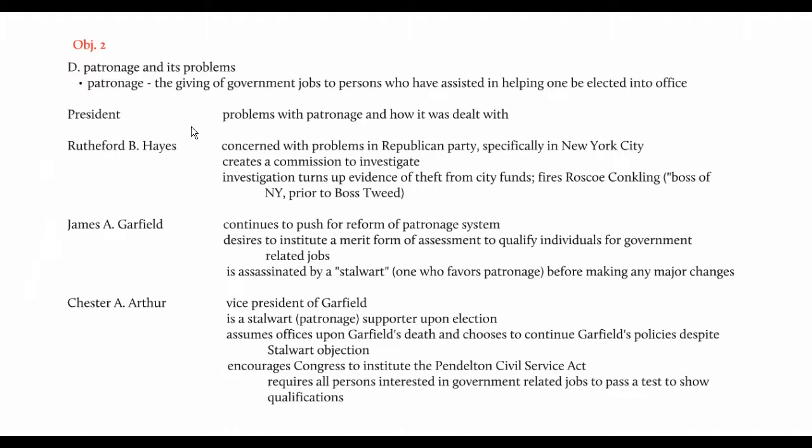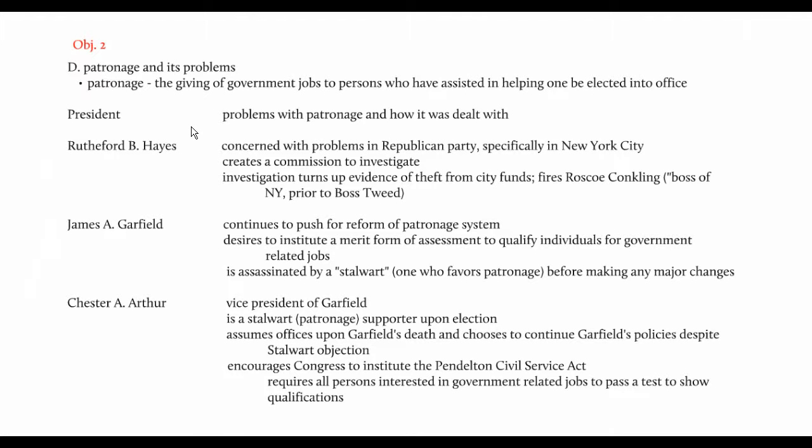Well, that stalwart happened to be Chester A. Arthur. Garfield, being the half-breed, a reformer. That's what half-breeds mean, not anything else. He's a reformer. He wants to eliminate the patronage system. And actually, this time Garfield has a plan, but as you know, Hayes did not. Garfield's plan is a civil service system where you have to pass a test to prove your qualifications for the job that you're applying for.